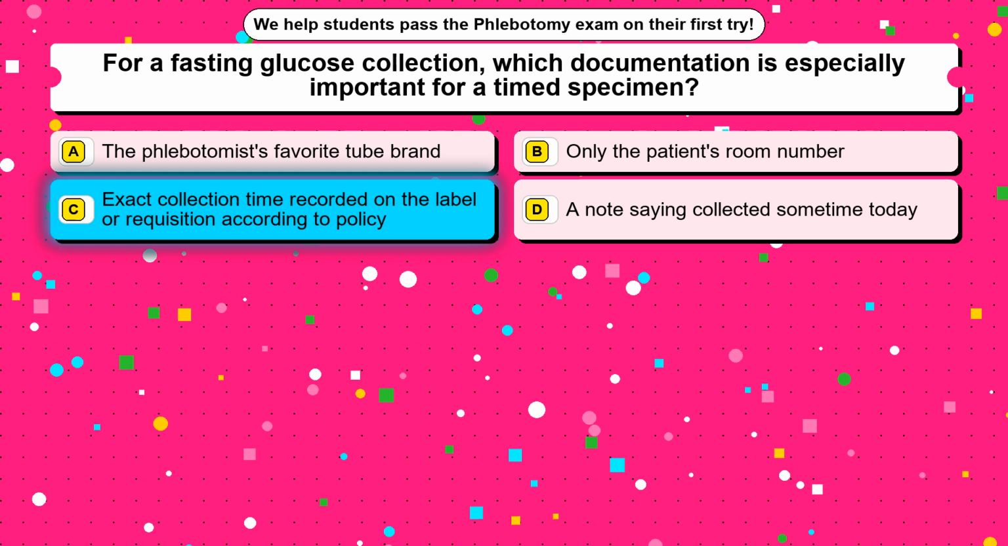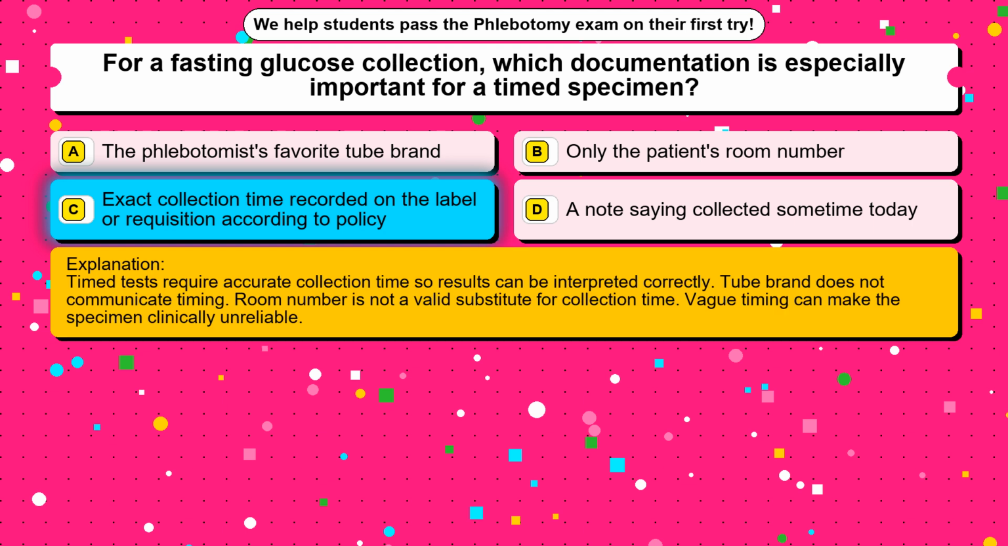The correct answer is option C. Exact collection time recorded on the label or requisition according to policy. Timed tests require accurate collection time so results can be interpreted correctly. Tube brand does not communicate timing. Room number is not a valid substitute for collection time. Vague timing can make the specimen clinically unreliable.